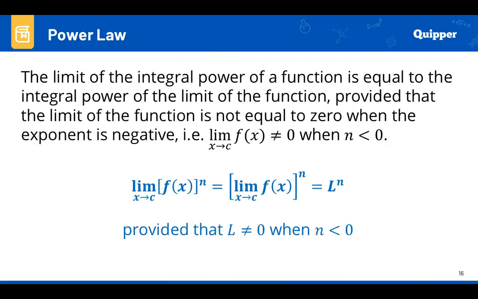Next law. We have the last one. Or no, the second to the last one. The limit of the integral power of a function is equal to the integral power of the limit of the function. Okay, if you understand that one, it's easy. Provided that the limit of the function is not equal to 0, when the exponent is negative. Okay, so dapat hindi siya 0. Provided that L is not equal to 0, when n is less than 0. Okay. So this will be the power law.